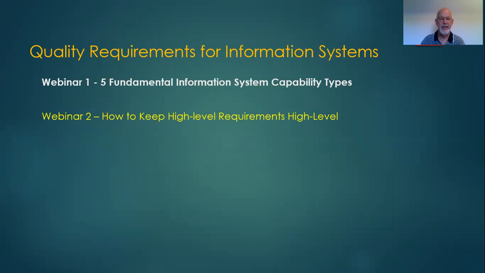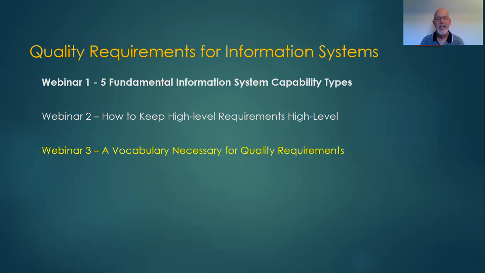In the second webinar, we'll get into high-level requirements and what it takes to keep them high level. In the third seminar, before we get into detail requirements, we're going to talk about the vocabulary for requirements, because the data part of your functional requirements represents nouns, and they need to be well-defined and detail related to them. So we'll talk about that before we get into webinar 4, which will look at detailed requirements.